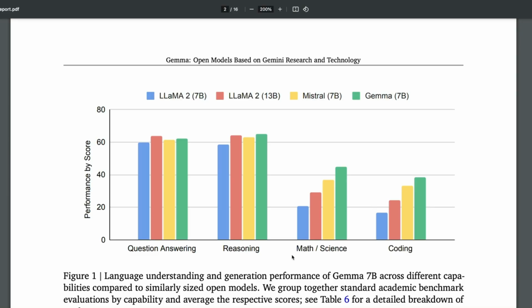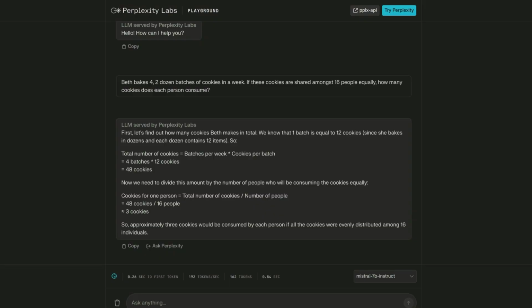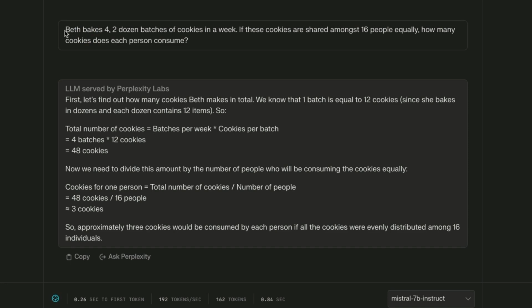From their technical report, the real difference of performance between Gemma 7b and other models are in maths and sciences, as well as in coding. In question answering and reasoning, it seems to be very similar to the Llama family and Mistral 7b. Now, the question is, in real-life testing, does this hold true or not? So, let's find out.